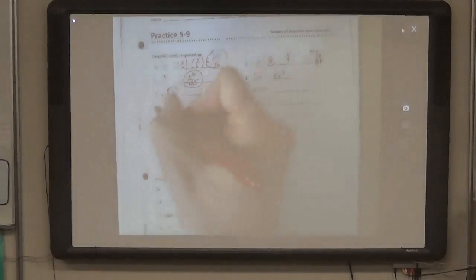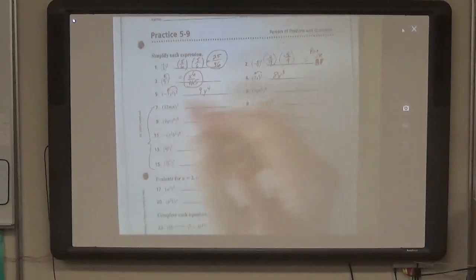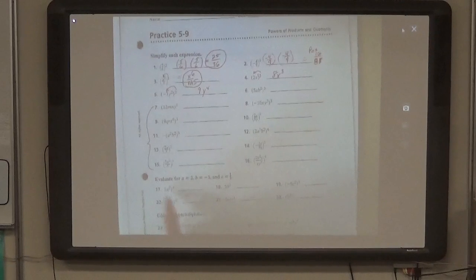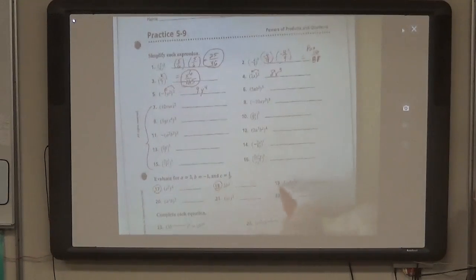I want you to finish this column. So 7 through 15 odds. Then, look at these. You've got to substitute a number in here. So I want you to do 17, 18, 19, and 21. Okay?